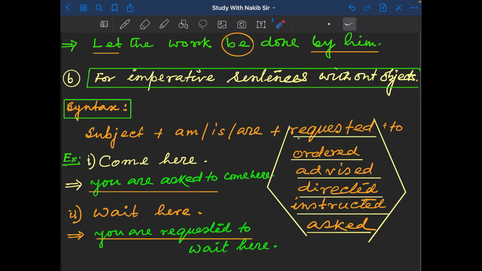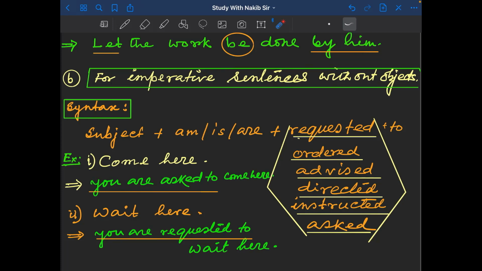When can we use the "you are requested to" form and when can we use the "let" form? The answer is, if the sentence has any object, use the let form or let syntax, and if the imperative sentence has no object, then use the "you are requested to" form. Okay.